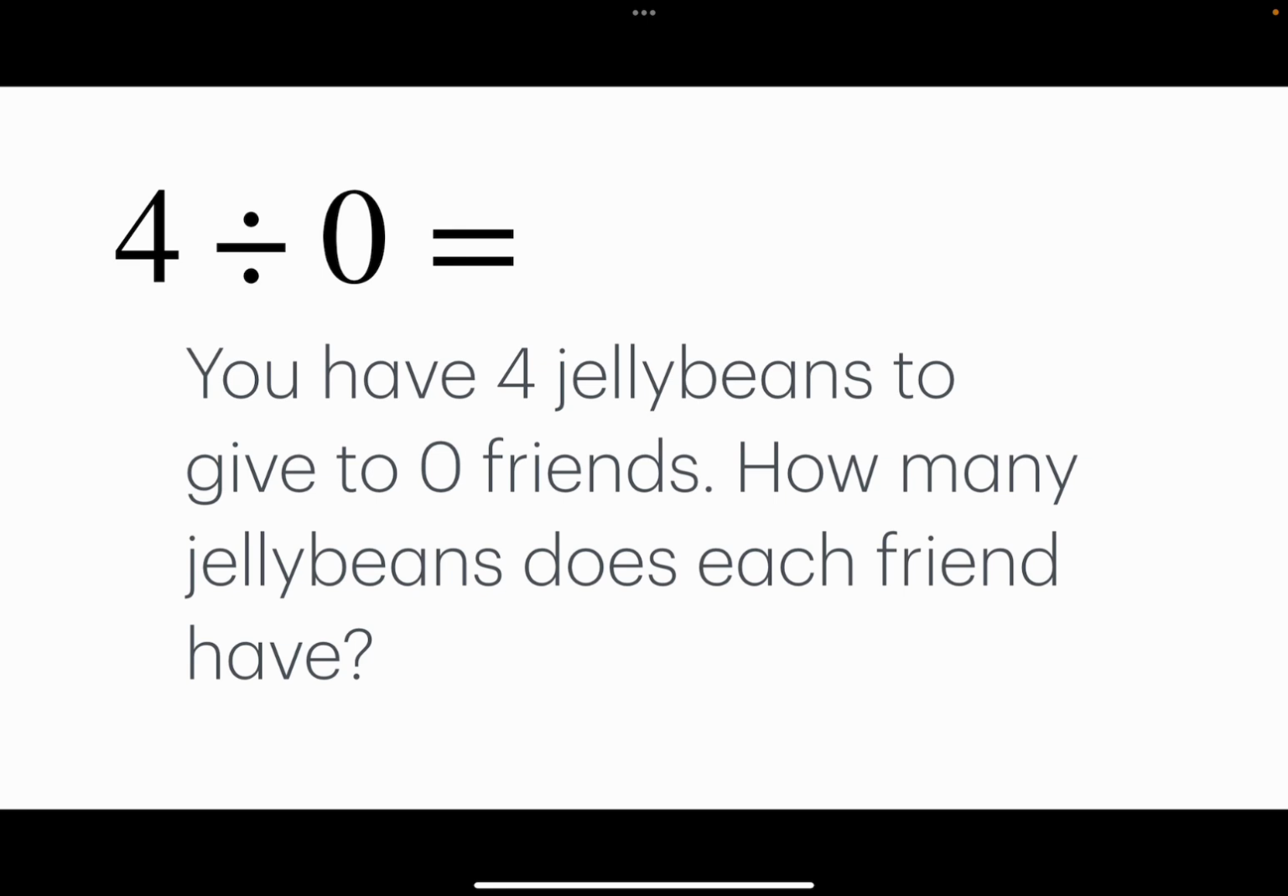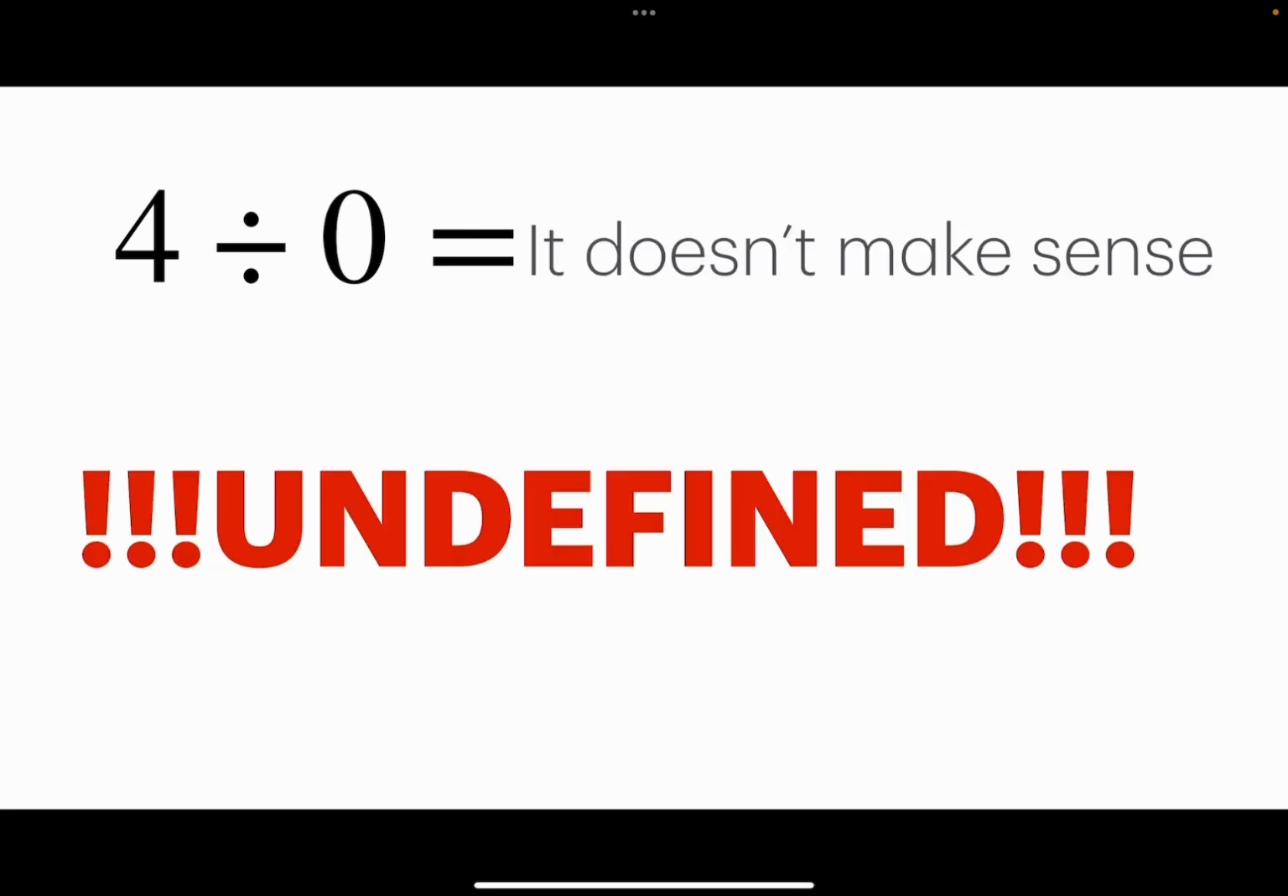All right, next one, 4 divided by 0. This means you have 4 jelly beans and you're going to pass them out to 0 friends. So how many jelly beans does each friend have? Think about that. This doesn't make sense. Remember how you cannot divide by 0? This is why. If you don't have any friends, then you can't ask how many jelly beans each friend has. It doesn't make sense. That's why you cannot divide by 0.